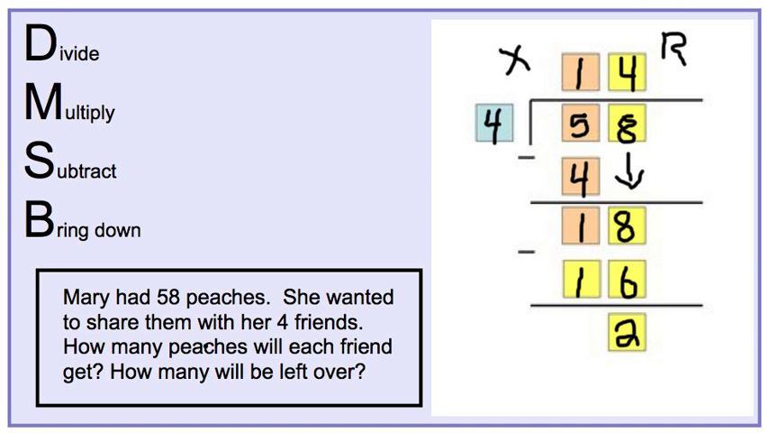person could get 14 and a half peaches. Because if we cut the leftover 2 peaches in half, there will be 4 peaches. So each friend could get 14 and a half peaches.